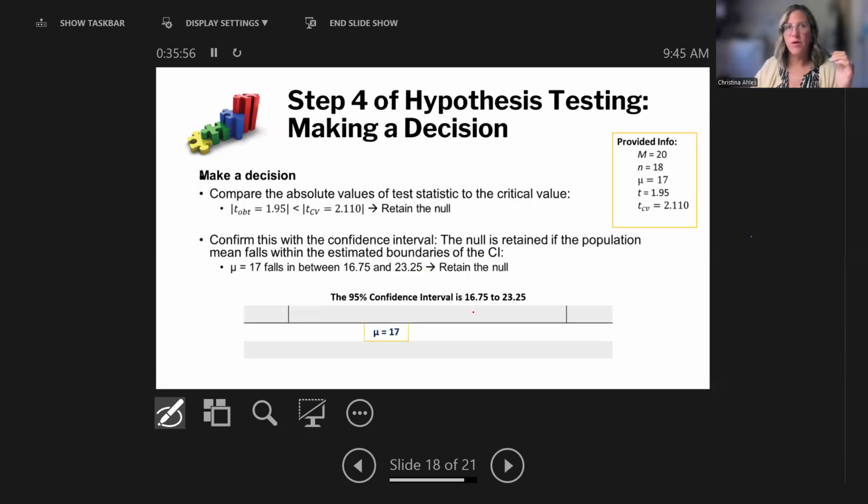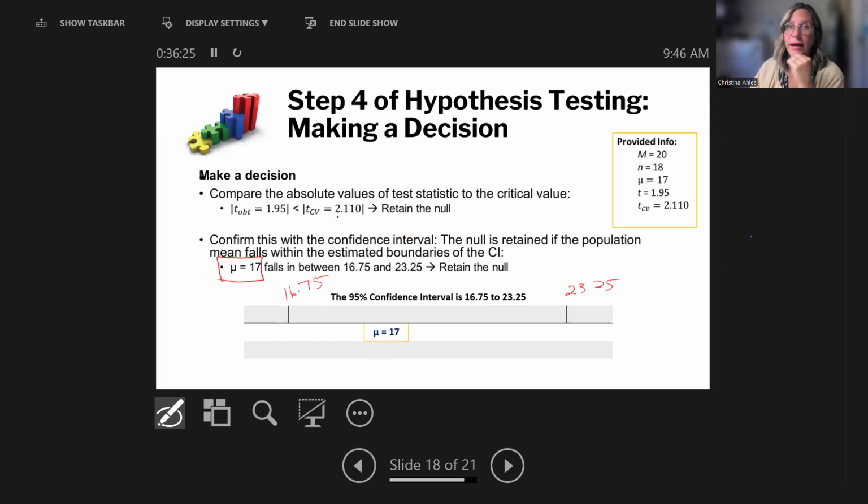So if you notice, we have the population mean is 17. And if we have 16.75 over here, and 23.25 over here, our population mean falls within that, in the middle of that. So we're more than likely retaining the null.